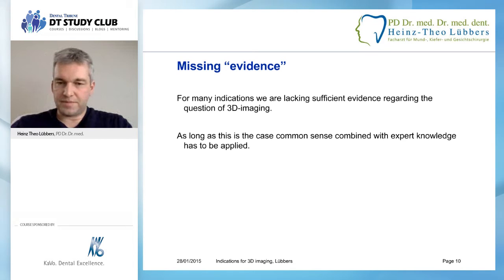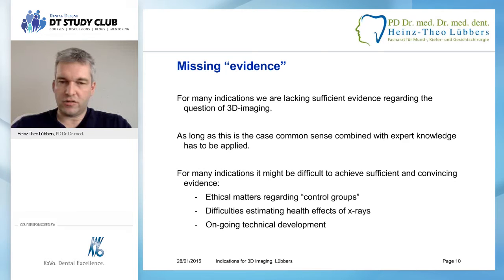So this is where we are standing right now, I would say, for many indications in CBCT, and also for many other indications in medical CT and so on. And for many indications, it might also be difficult to achieve sufficient and convincing evidence. There are ethical matters regarding control groups. So if something is quite obvious, it's always difficult to build a control group against it. I'll show that on some other slide.